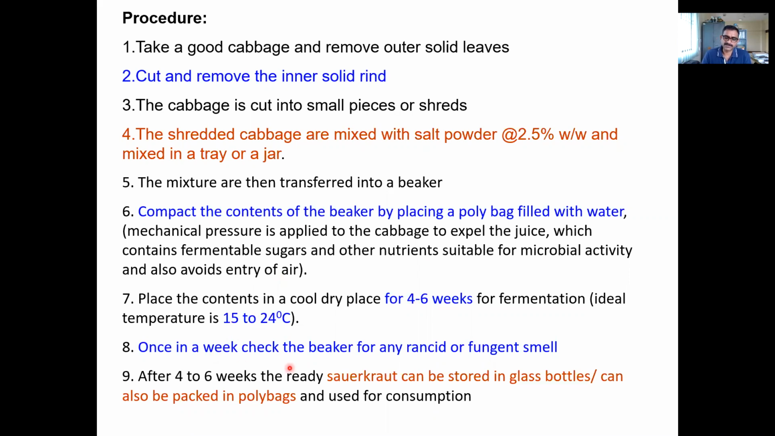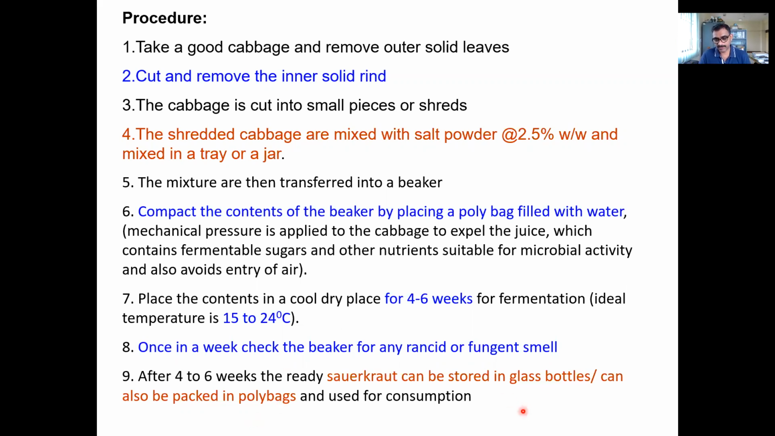And once in a week, you need to check the beaker for any rancid smell or pungent smell or any bad odor. Because of contamination, if there is any bad odor coming out of that, you need to check it. And after 4 to 6 weeks, the sauerkraut will be ready.